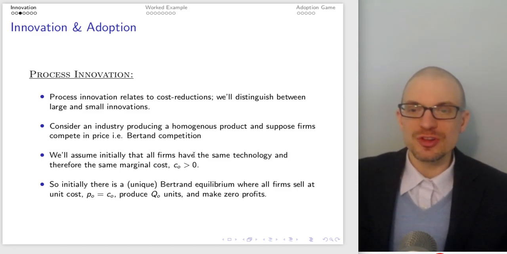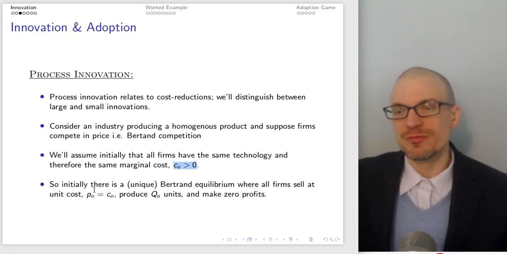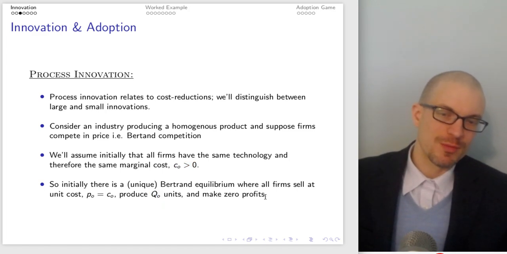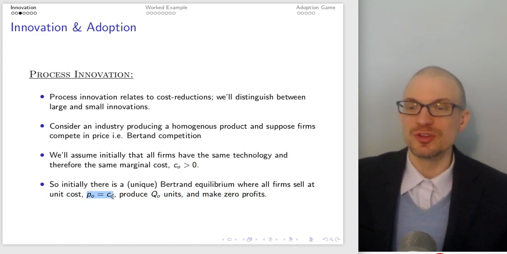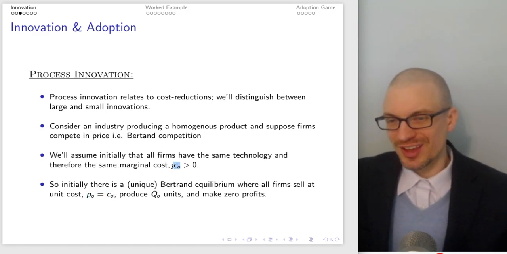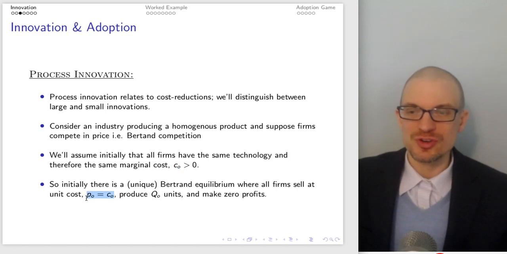Let's assume initially all firms have the same technology, therefore the same marginal cost, some positive marginal cost. Initially, there's a unique Bertrand equilibrium where all firms are going to set a price equal to marginal cost. They're going to produce some amount of units and everybody makes zero profit because their price is equal to marginal cost. Right? So the initial starting point, if we all have identical costs, the price is just going to be marginal cost. That's our Bertrand equilibrium.